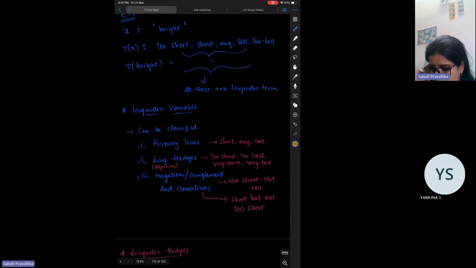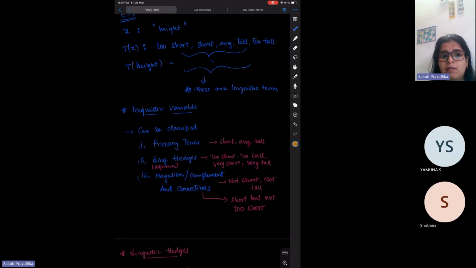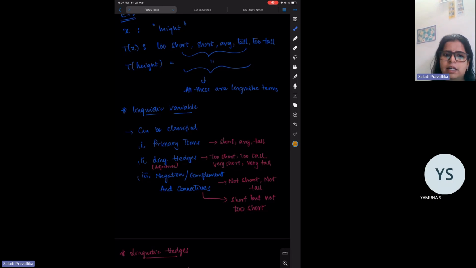Okay, so now let us look at what a linguistic variable is. Linguistic variable can be classified into three groups. The first group is a primary term. So primary term indicates, if we are still dealing with height, I can say a person is short, average, tall. I'm not telling whether that person is too short or too tall. I'm just using some primary words without placing emphasis on whether they are too short or too tall or things like that. So the primary terms here include short, average, and tall, right?